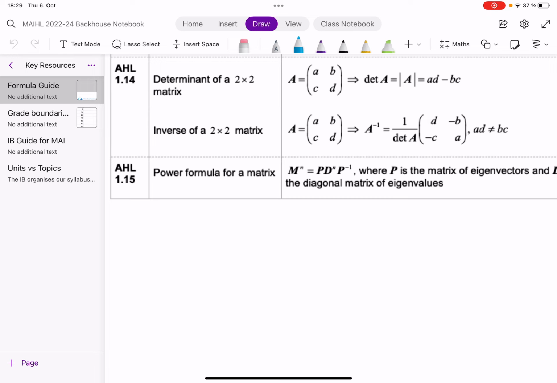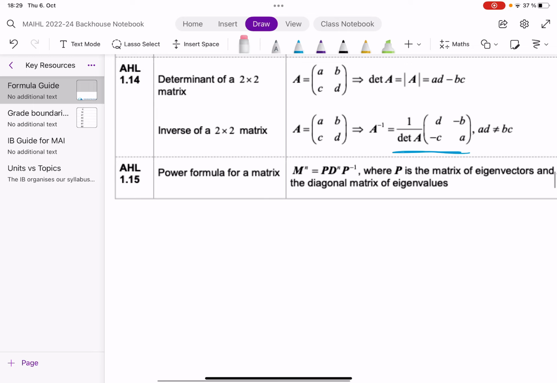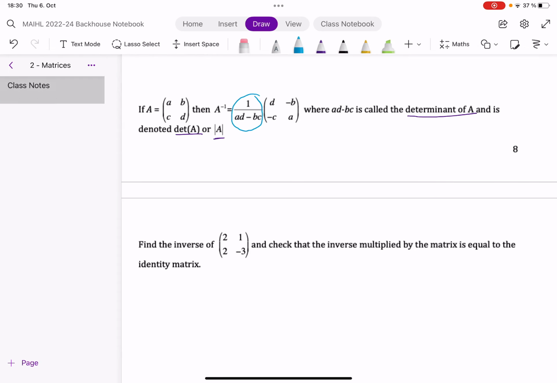So we've got the determinant of a matrix. This is that AD minus BC. And then we've got how to find the inverse of a matrix. So you're not expected to learn that formula. You're just expected to be able to apply it.